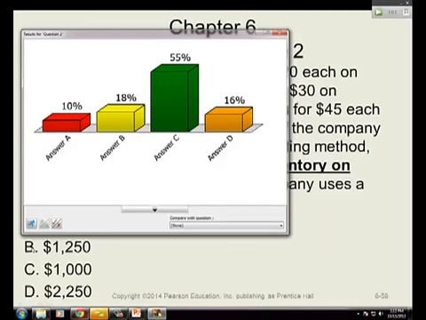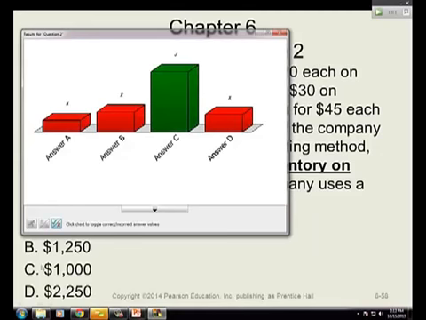1,000. So 55% of you got this right. So I'm just going to tell you the answer is C. The answer is C.